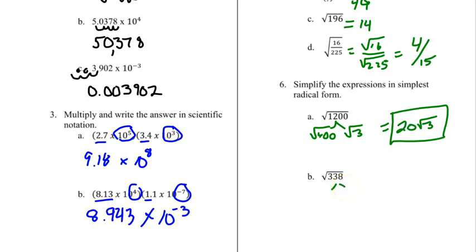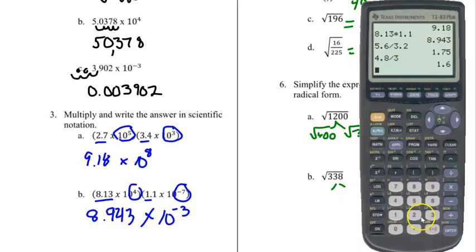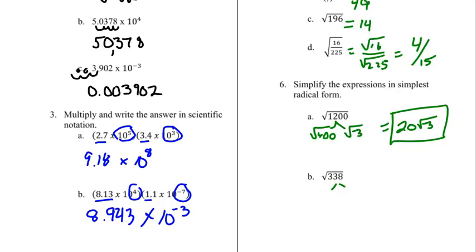Next, we have the square root of 338. So the biggest perfect square I can divide out of 338. Let's try dividing it by 2. 2 is not a perfect square, but it tells me 169, and 169 is a perfect square. So I have the square root of 169 times the square root of 2. The square root of 169 is 13, so it'd be 13 square root of 2.